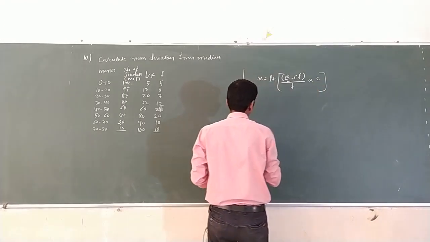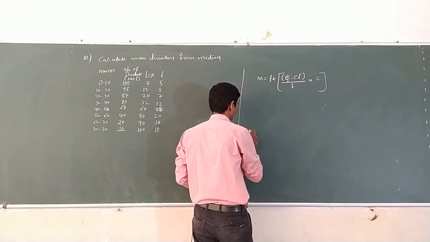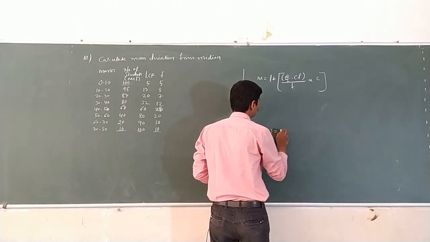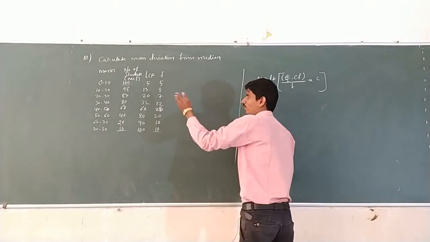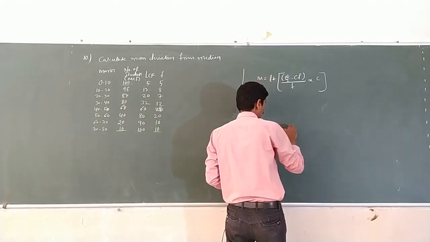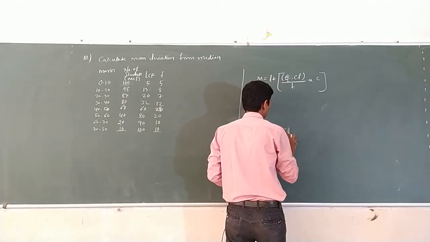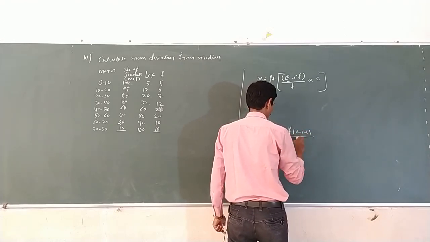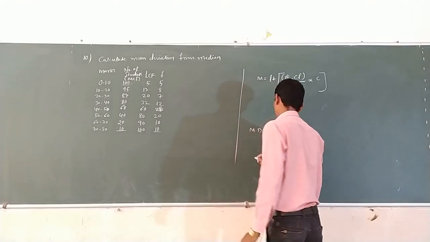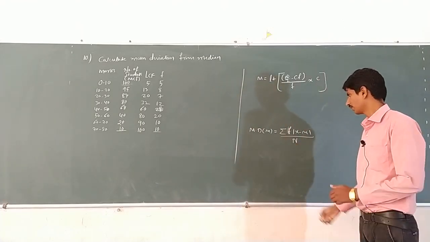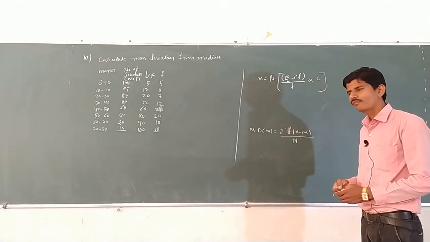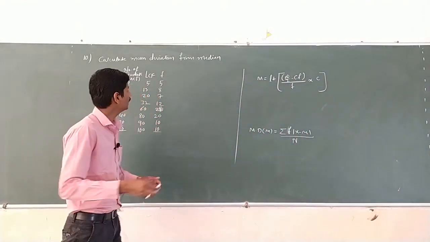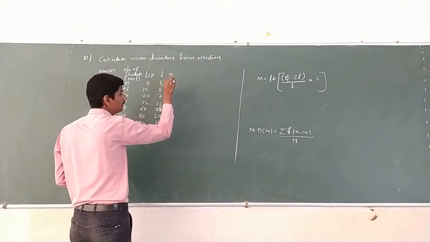Next, mean deviation about median is equal to the sum of f into mod of x minus m divided by capital N. Here they are given frequencies, which means we have to use continuous data. Here we want the x value. X is the class mid value.